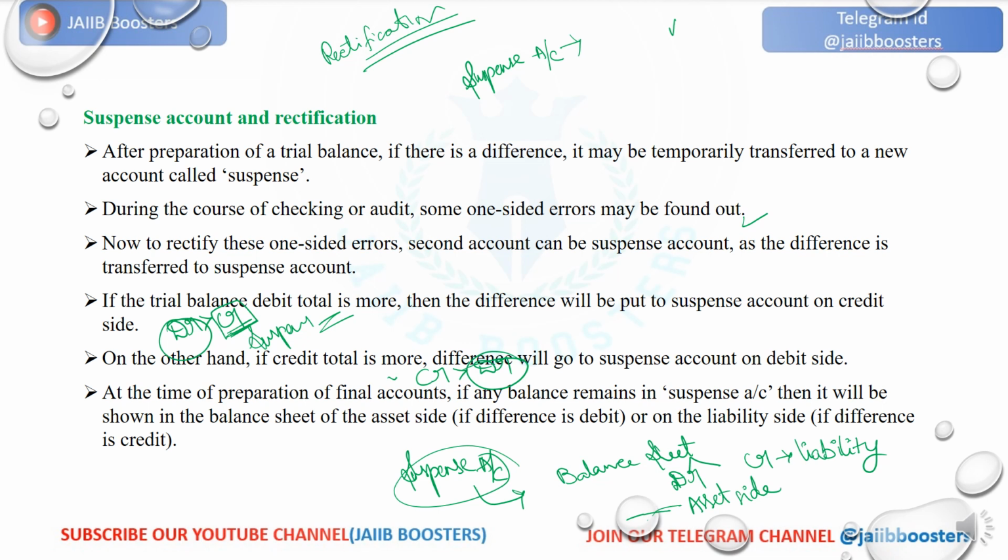Okay. DR, the debit side, is nothing but the asset side of the balance sheet. Credit is nothing but the liability side of the balance sheet. Hope everyone understood this. Next, let us move on to the next one.